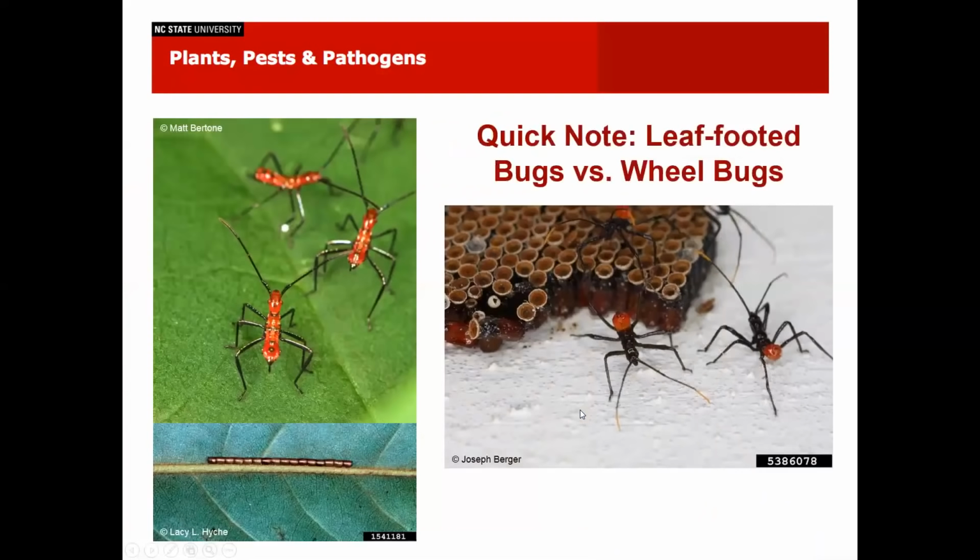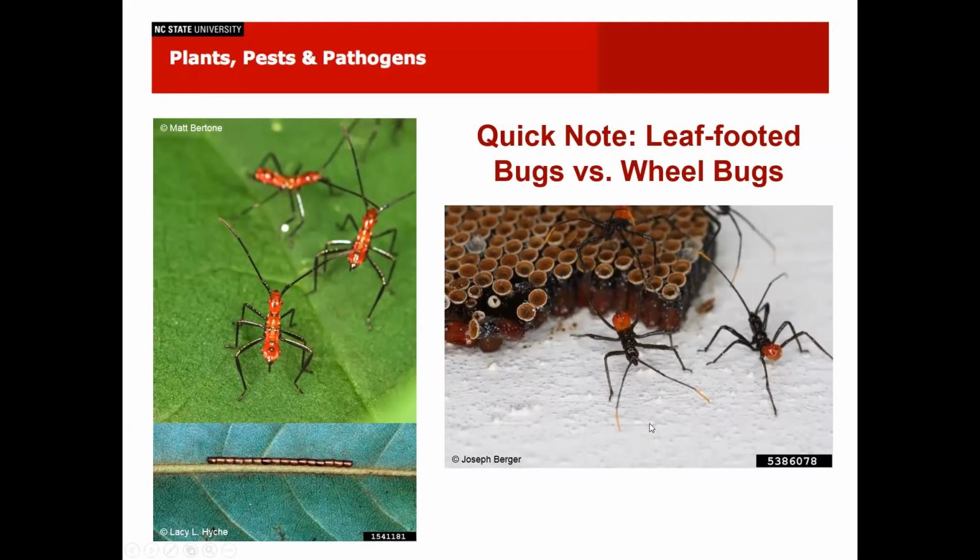All right, quick note before I get into some BOLOs, leaf-footed bugs versus wheel bugs. Anybody want to put in the chat what they see as the differences between these two sides? Just describe what you're seeing. Both are photos with eggs and nymphs. But what I want you to do is actually describe what the differences are that you see. I want you to make some observations. Right side has more black. Yeah, body color. Bodies are different. Yeah. So I get a lot of questions about which ones are assassin bugs and which ones are leaf-footed bugs.